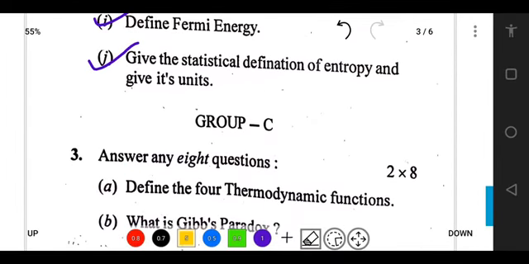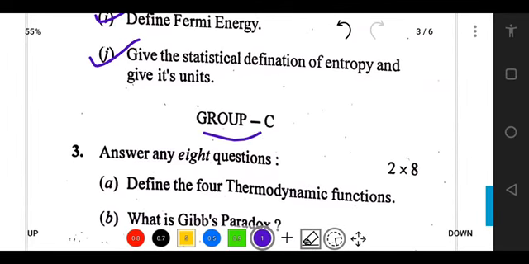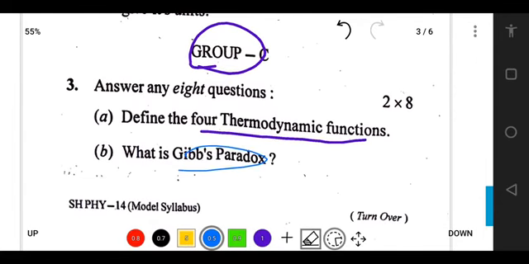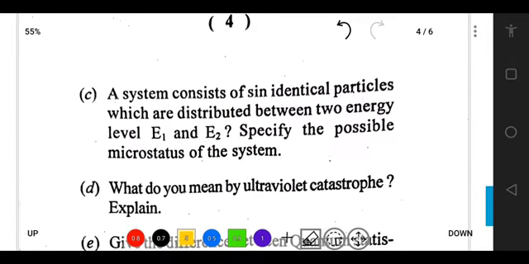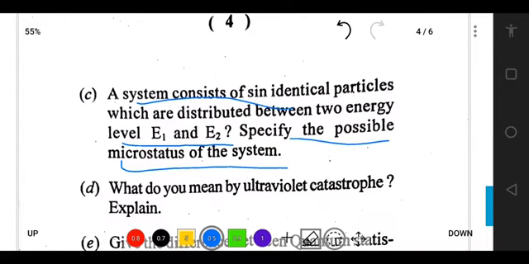Then in Group C, the question is to define four thermodynamic functions, that is, entropy, enthalpy and so on. Then Gibbs paradox. The next question asks: a system consists of identical particles which are distributed between two energy levels E1 and E2. Specify the possible microstates of the system. It asks about a system of identical particles distributed between two energy levels.